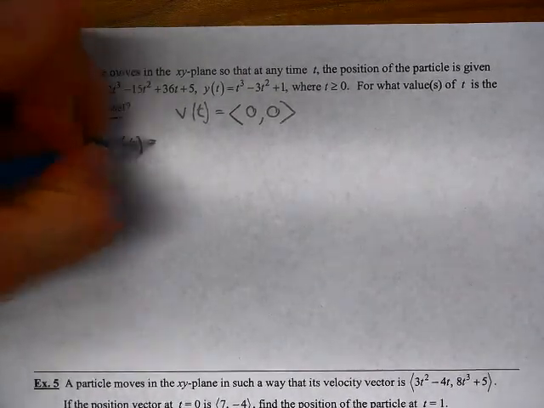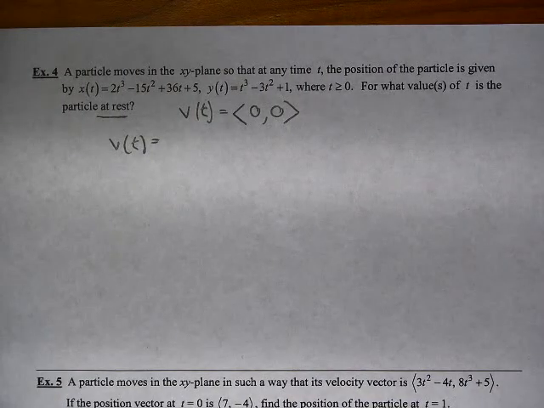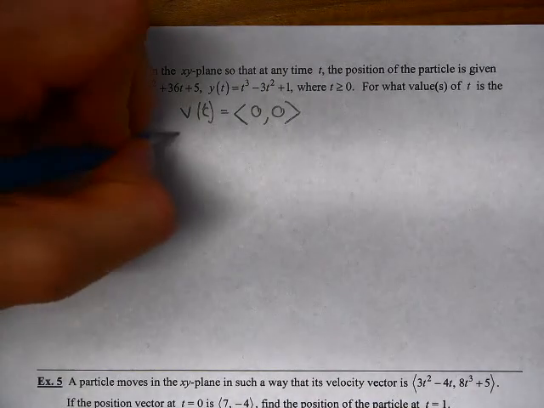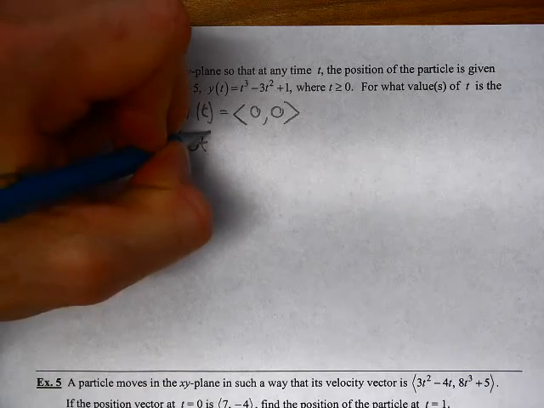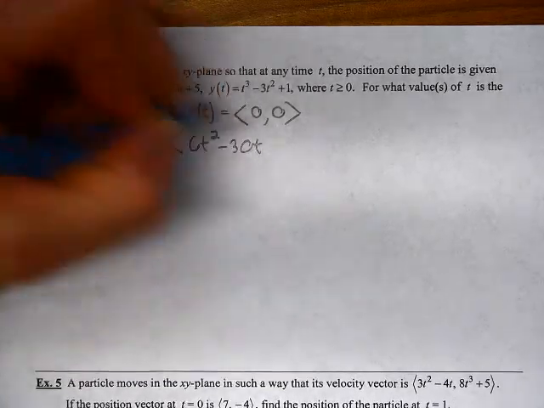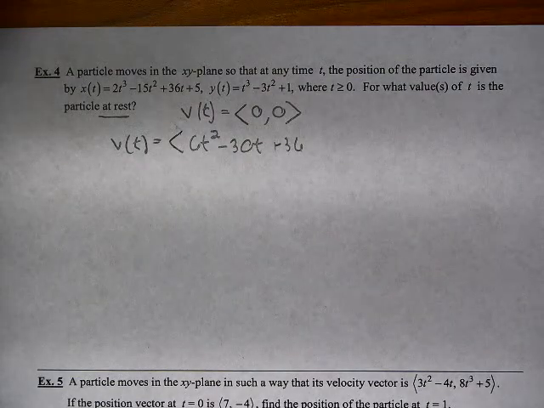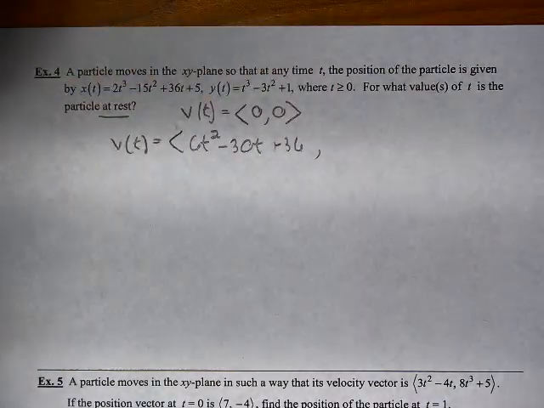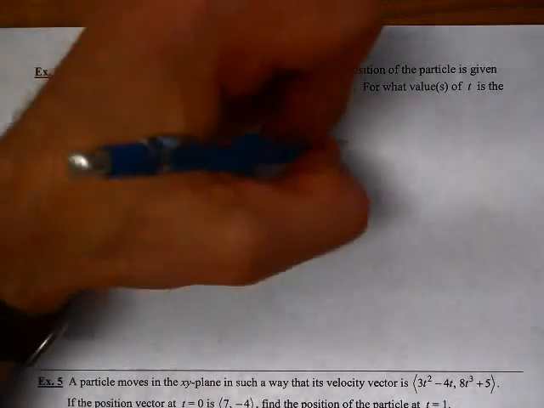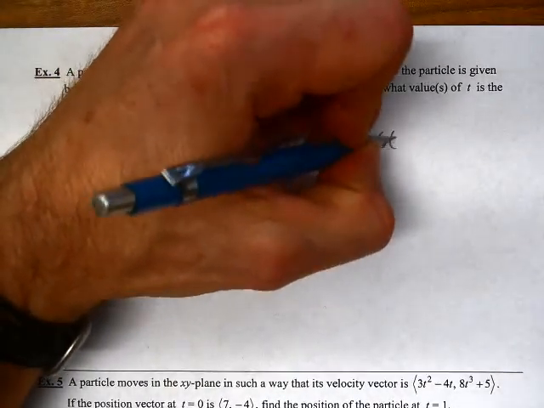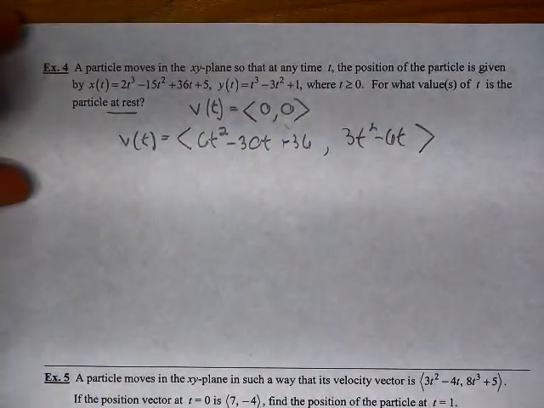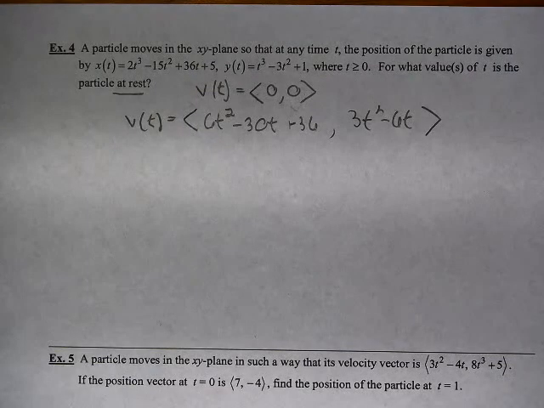So we know that velocity is the derivative of the positions that we were given. So we have 6t squared minus 30t plus 36 for my x velocity, and 3t squared minus 6t as the derivative of the y position, so the y velocity, the vertical velocity.